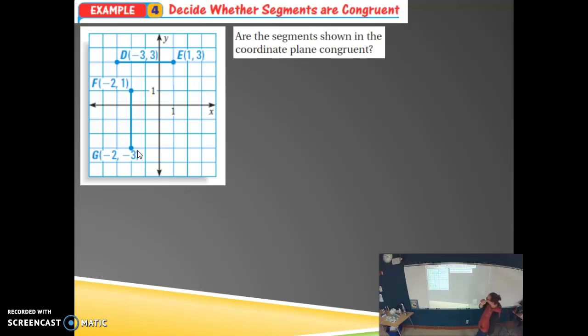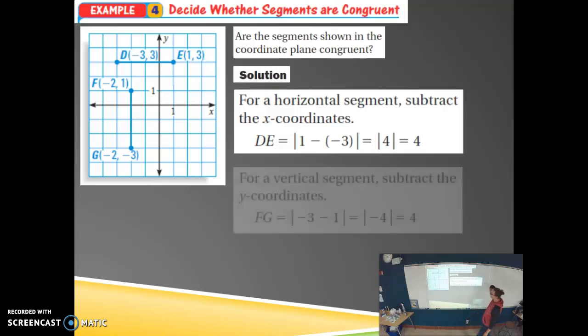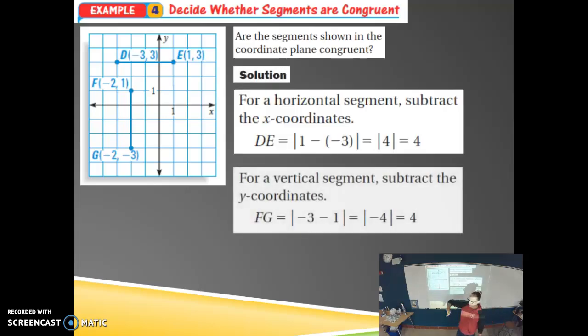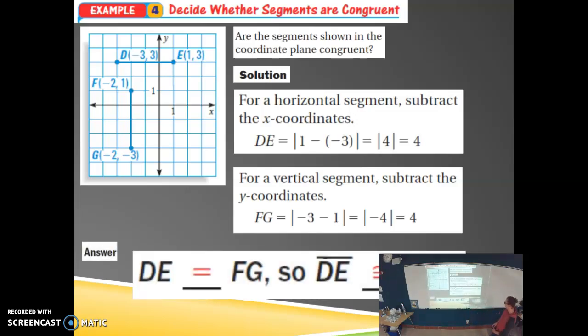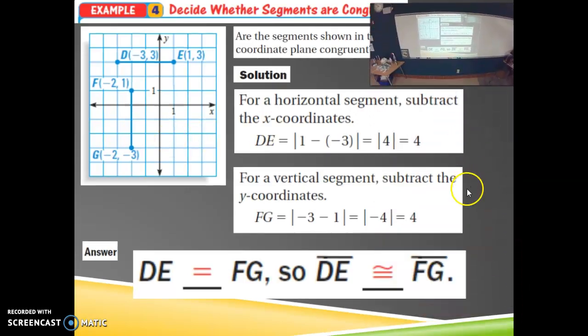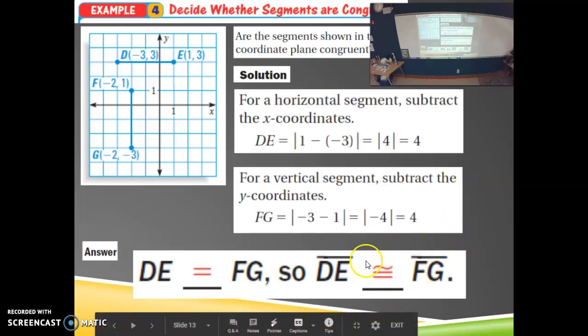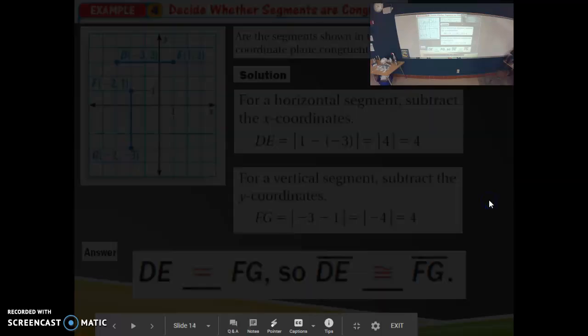And we can also use subtraction here as well. 1 minus -3 is also going to give us 4. So in both cases, we have a distance of 4. If their lengths are the same, then they must be congruent. And we got that very fancy congruency symbol there. DE is congruent to FG.